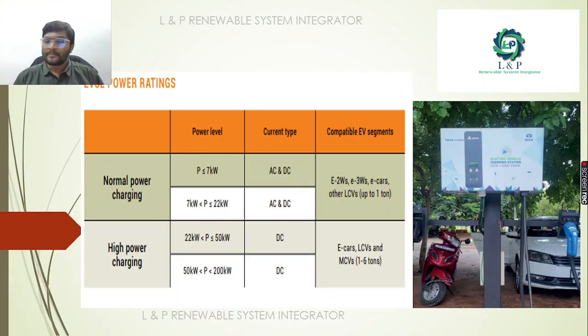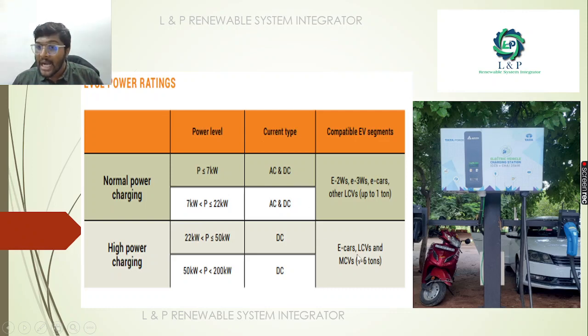And we have EVSE power ratings based on our electric vehicle segments. Say, for example, if you're going for two-wheelers and three-wheelers, or light commercial vehicles, then we can go for this normal power charging method, where the power level will be less than or equal to 7 kilowatt, or in a certain range we have 7 kilowatt to 22 kilowatt. So on such occasions, we can use both AC and DC types.